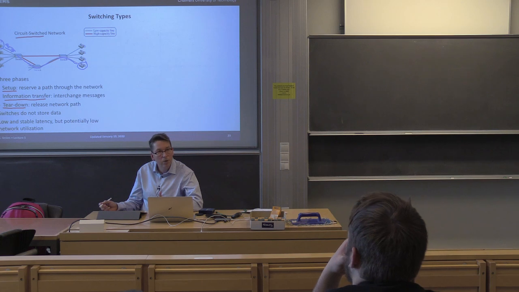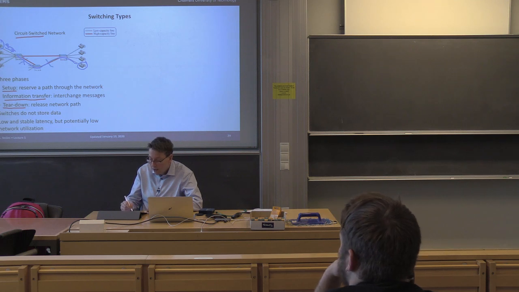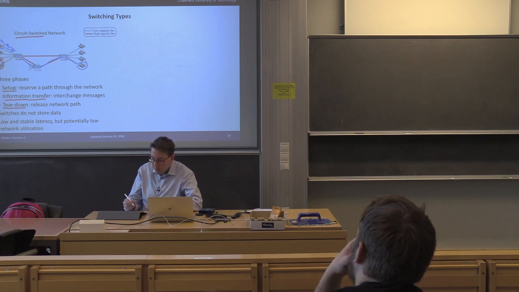And then this path is fixed, and doesn't change until the phone call is over. Once this phone call is over, this path is released and can be reused by somebody else. Now, before this telephone call is over, maybe this phone is calling this phone, and then negotiates with the switch, and maybe this goes over this line here, like this.